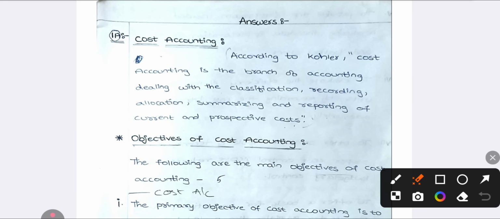Here what they are saying is cost accounting is a type of accounting where it deals with the recording of the cost, transactions, recording, allocation, summarizing, everything.